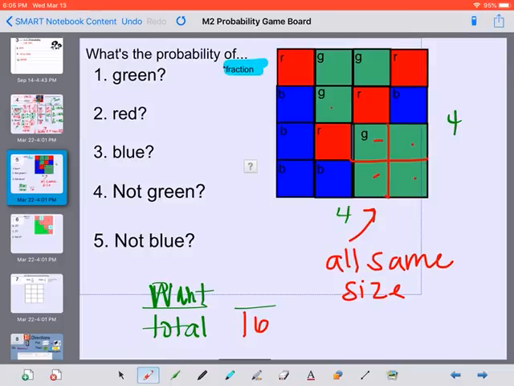1, 2, 3, 4, 5, 6, 7 green ones out of 20. How many red ones are there? 1, 2, 3, 4 red ones out of 20. We can simplify that by dividing by, we could divide by 2 or we could divide by 4 to get 1/5.